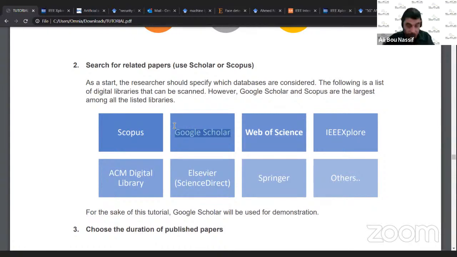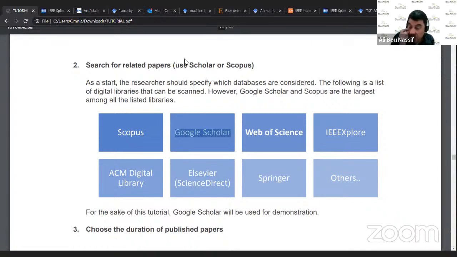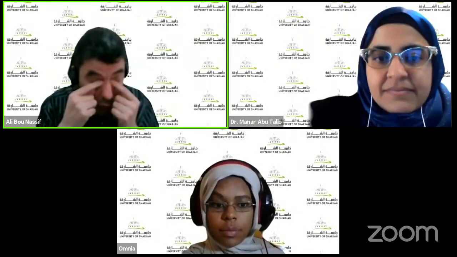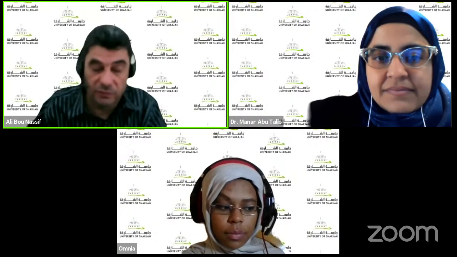Sorry, also it's important to know that all of these libraries are included in Google Scholar. So anything published in Springer, for example, is included in Google Scholar. So when we say we are using Google Scholar, by default I'm using IEEE, ACM, Springer, Elsevier, Taylor, all of them. So that's the main idea of using it. But again, you are free to use any specific database if you have access.